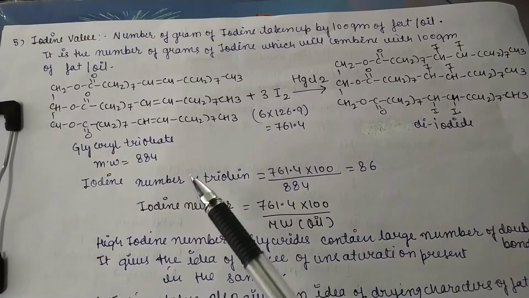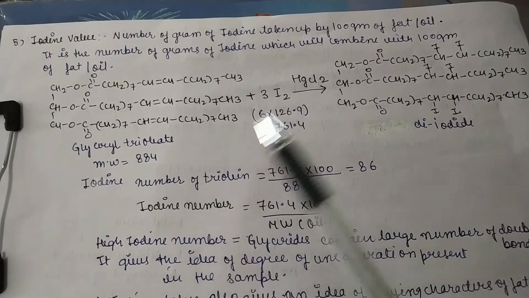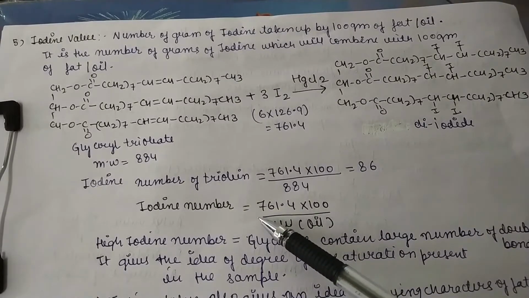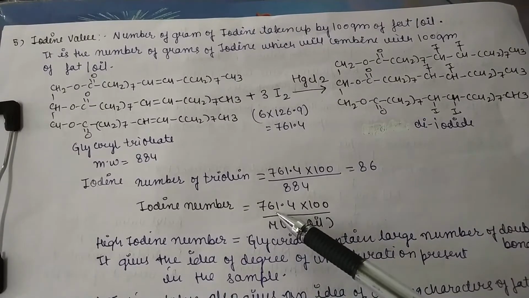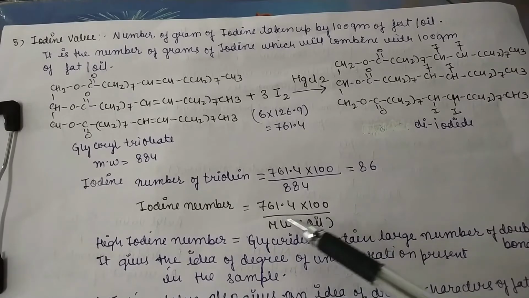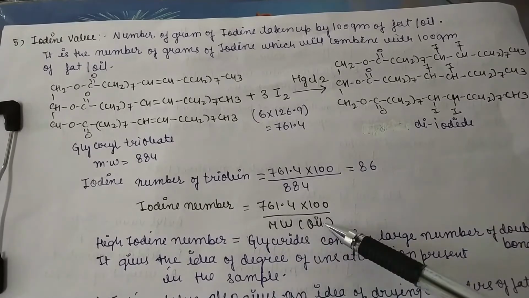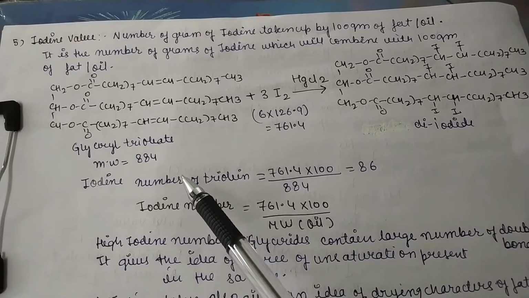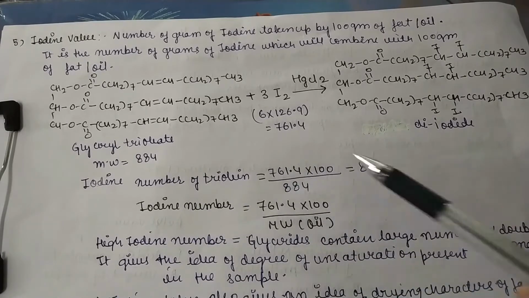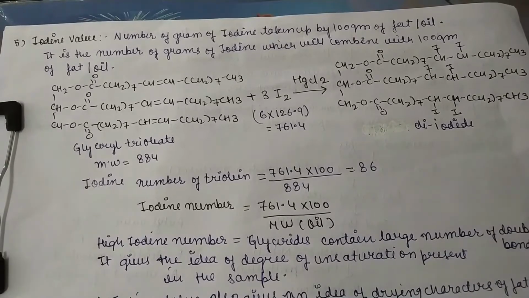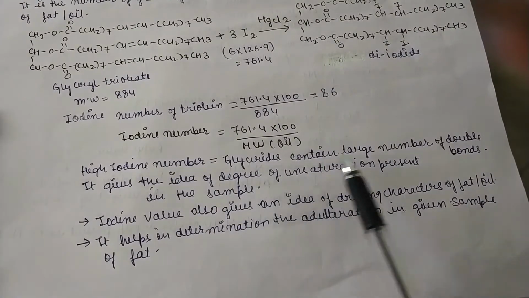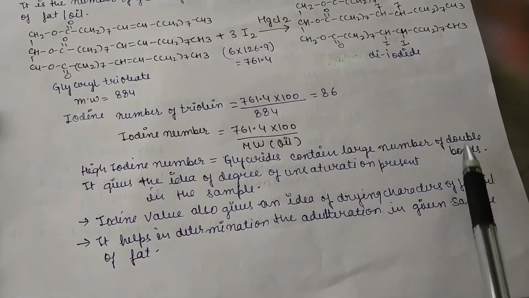Let's see the formula to calculate the iodine number. Generally the iodine number is calculated by 761.4 multiplied by 100 divided by the molecular weight of the oil. So in this case the iodine number of glyceryl triolate is 86. So in this way we can calculate the iodine number. Generally, the higher the iodine number, the more the glycerides contain a large amount of double bonds.